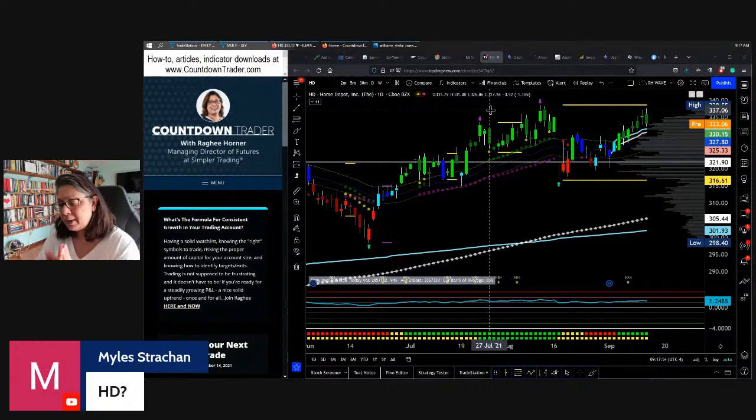So just Google Countdown Trader and Dow 1, 2, 3, and you'll get a number of hits on Google.